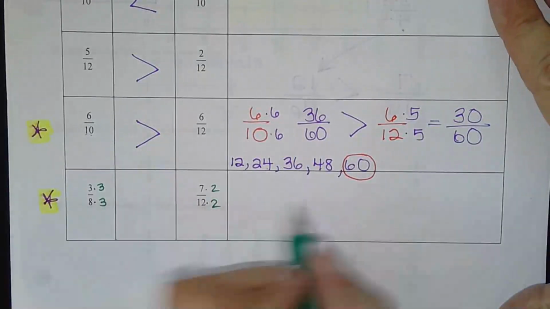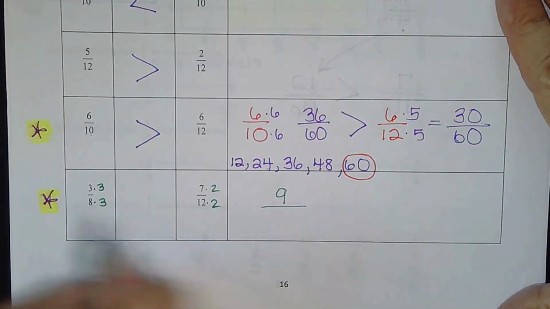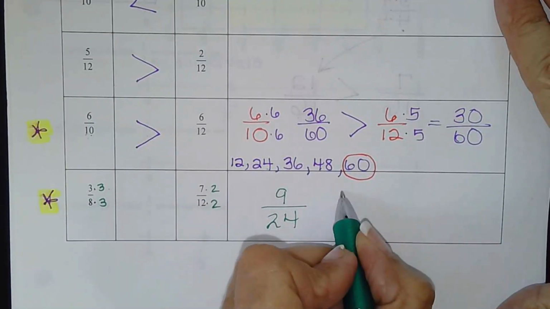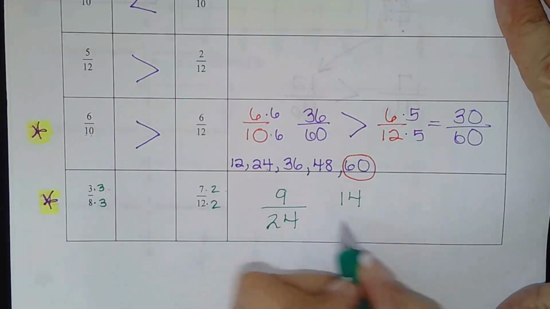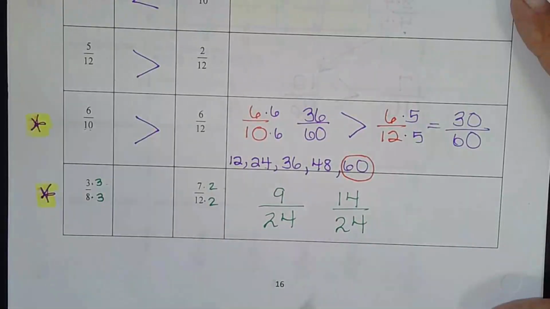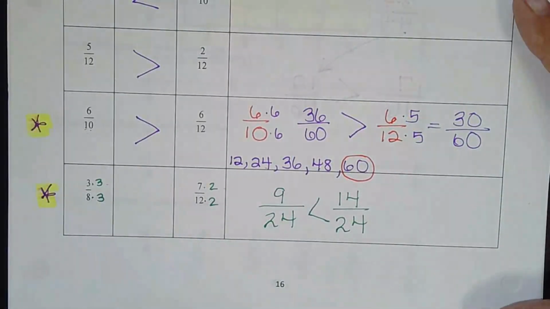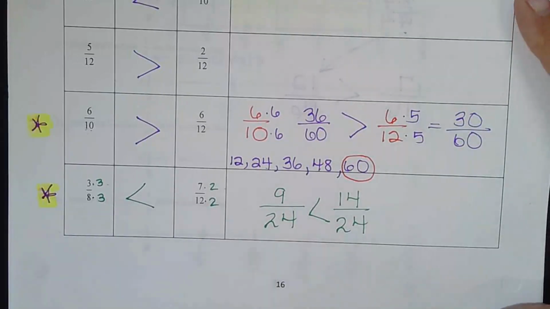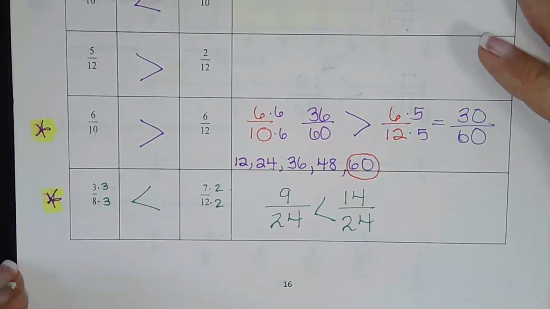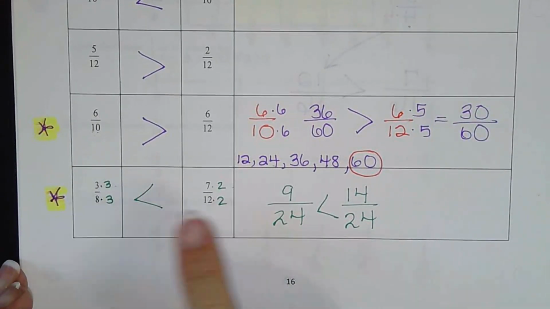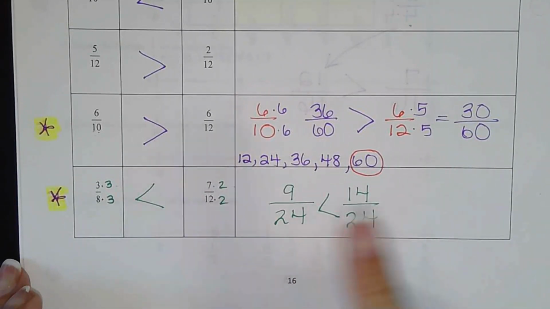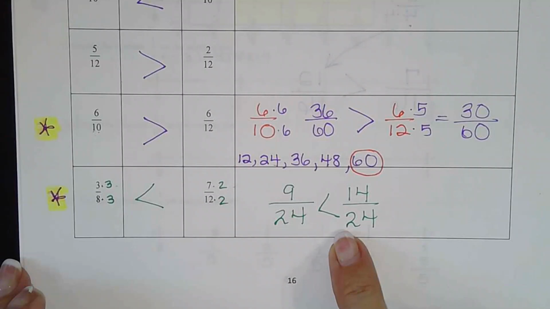So my two fractions are going to be 9, 3 times 3 is 9 over 24, and this one's going to be 14 over 24. So I can now see with a common denominator, 14/24 is the largest, which means 7/12 is the largest because we eat the big one. So always keep them in the same order. Always keep 3/8 on the left, 7/12 on the right, so you don't mess up your sign.